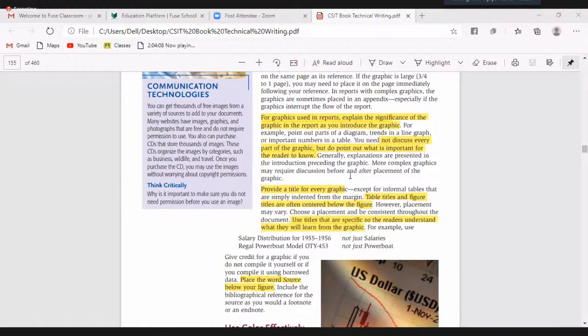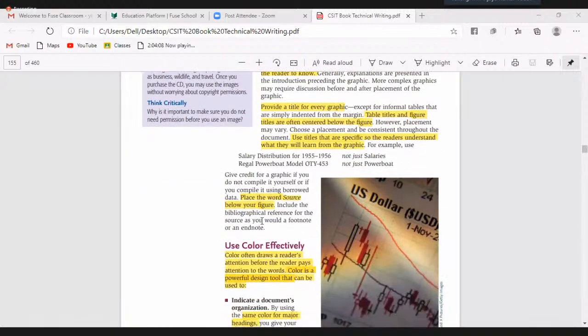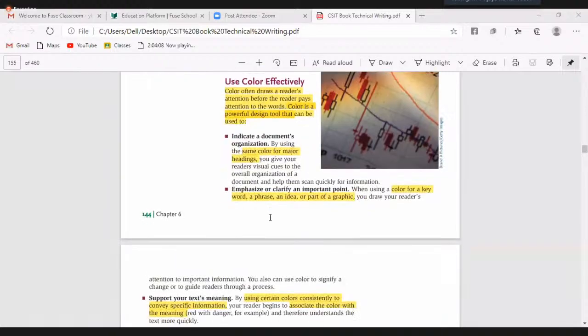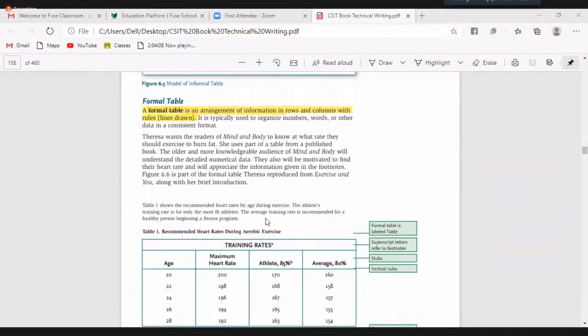When you write the title, you write a title that talks only about the things given in the figure or the table. It should not go beyond the table or the figure. So that's why the titles should be specific, so that the readers can understand and learn from the graphic. Then place the word source below your figure. If you have borrowed a certain table or figure from a certain source, then below it you give the source. Again, come to that verbal table. See, there is the source given below the verbal table.